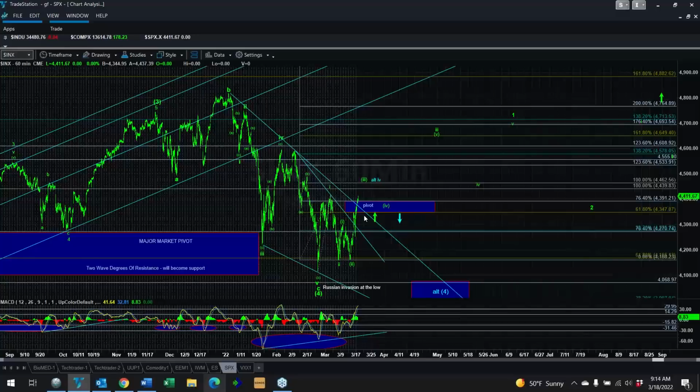But I don't want to see a sustained break of that pivot. And if that happens, well, maybe we have to consider that. But for now, folks, my expectation is I'm looking higher as long as this pivot holds. If the pivot doesn't hold, okay, then I'll have to adjust. But for now, there's nothing I intend on doing, and I'm just going to let the market play out.